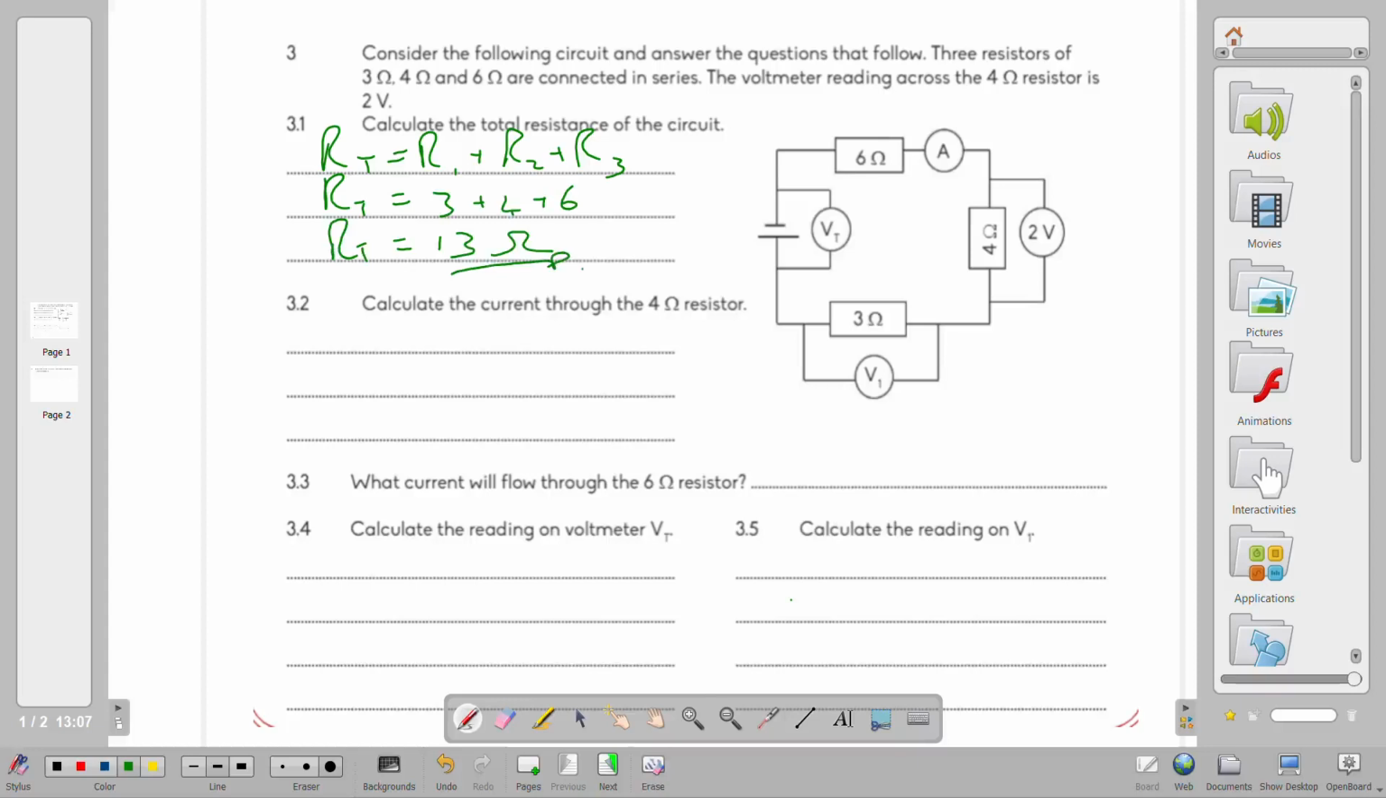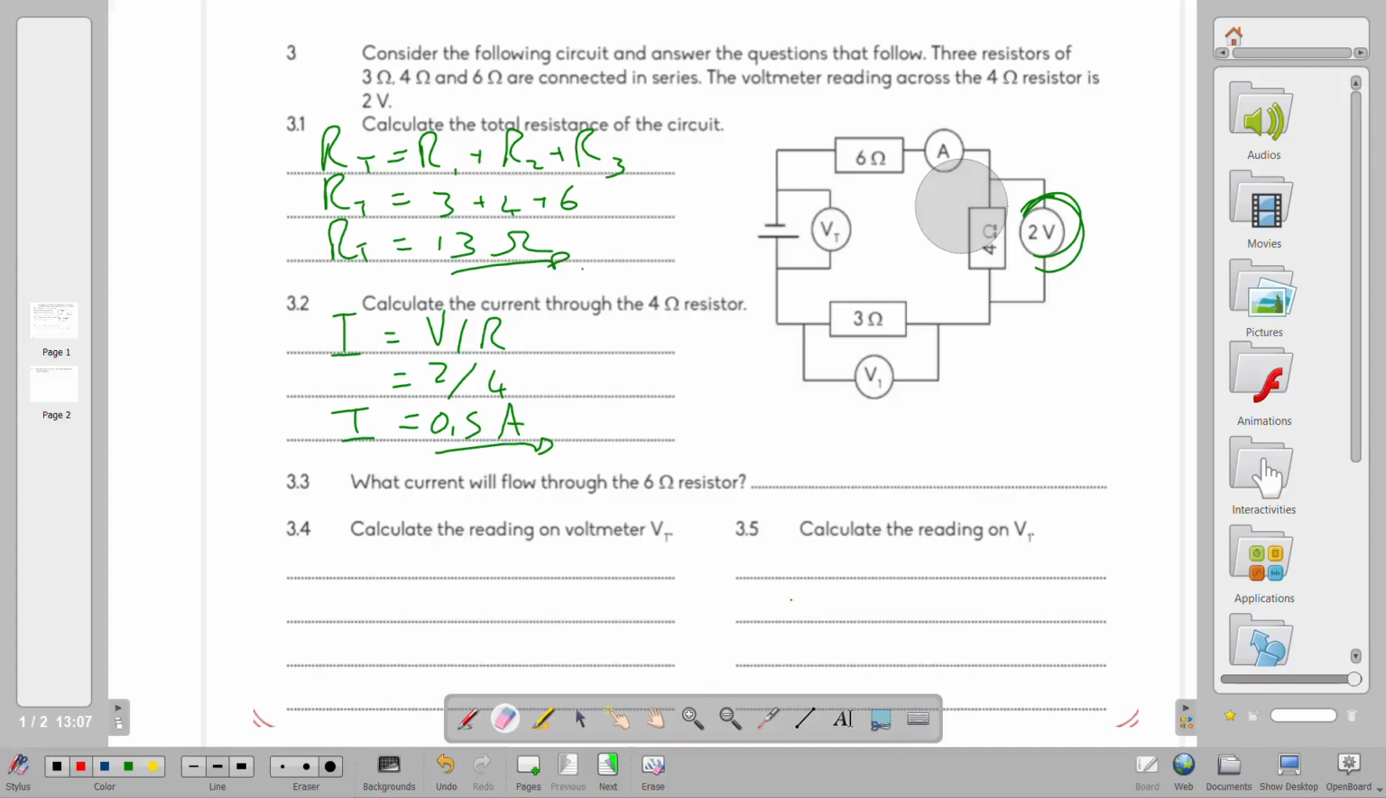Next one, calculate the current through the 4 ohm resistor. Current is I, which is equal to potential difference over resistance. What's the potential difference? It's 2. The resistance is 4. 2 over 4 is 0.5 amps. That's the current, and we know that that's the current right through the whole circuit. So if the current there is 0.5, the current here will also be 0.5 all the way through.